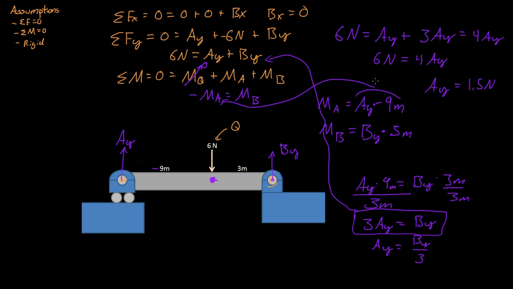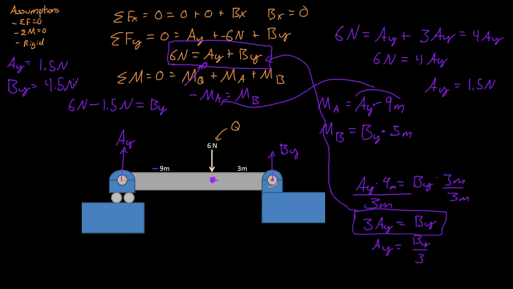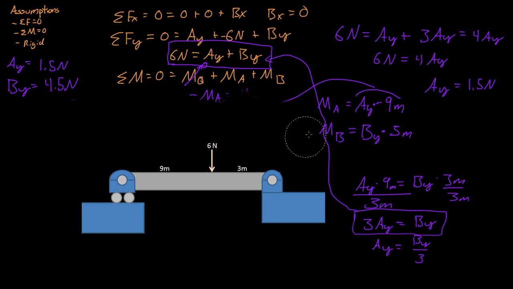So we know what AY is. AY is equal to 1.5 newtons. And if AY plus BY must equal 6 newtons, then we just take 6 newtons minus 1.5 newtons, and we get BY, and that just turns out to be 4.5 newtons. So BY is equal to 4.5 newtons. So we now know what AY and BY are.